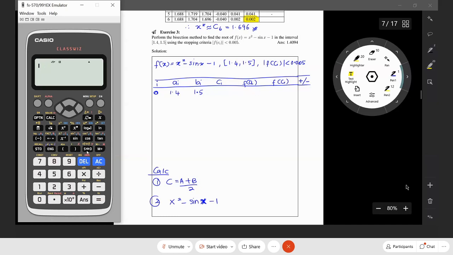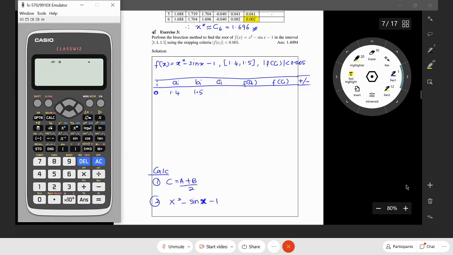I'm going to use the x here. This x. So alpha x squared, minus sin, alpha x, close bracket, minus 1. Okay, press the equal. So I already have a value of x there, whatever value you have.